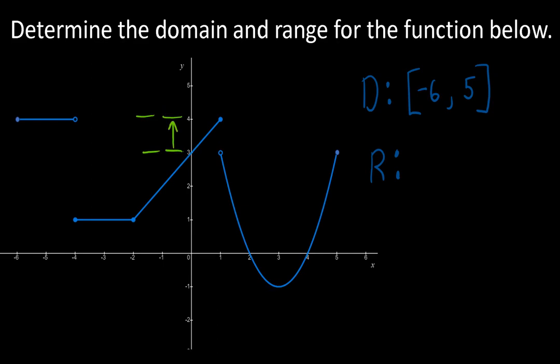As we continue up from 3 to 4, it does appear that every height on my graph is touched from 3 to 4. So that tells us that the range of our graph is indeed from -1 to 4 inclusive.